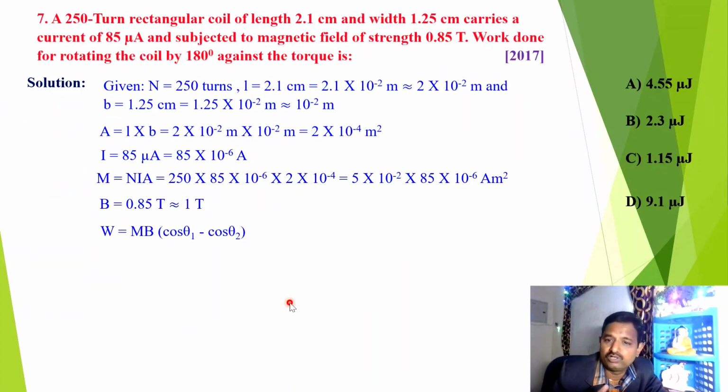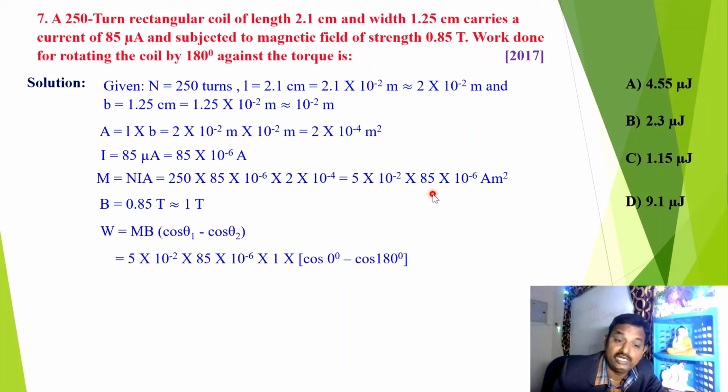See, we have to calculate work done here. So the work done formula here is mB cos theta 1 minus cos theta 2. Here it was rotated 180 degrees against the torque, so I will take theta 1 as 0 and theta 2 as 180. If I substitute, m I got 5 into 10 power minus 2 into 85 into 10 power minus 6, and B means 1 Tesla, that is 1. Bracket of cos theta 1, cos theta 1 means cos 0, and cos theta 2 means cos 180.